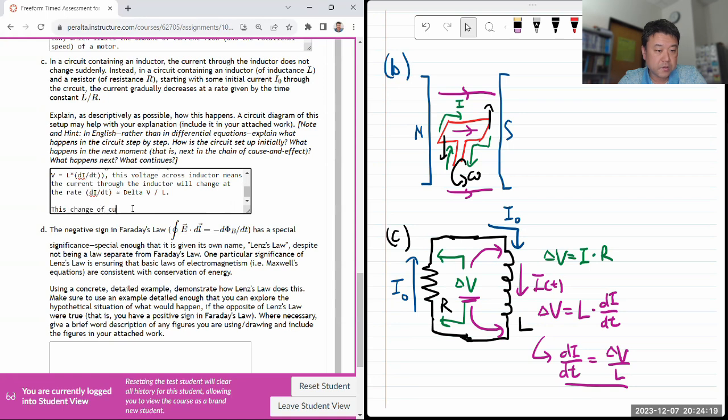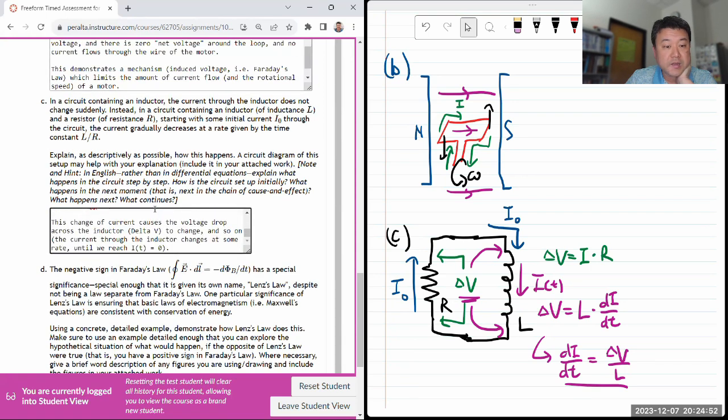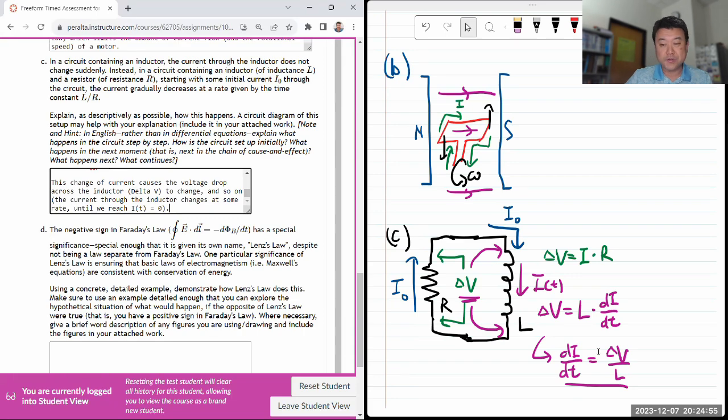This change of current causes the voltage drop across the inductor, delta V, to change, and so on. The current through the inductor changes at some rate until we reach I of t equal to 0. I think that kind of explains it. There's a step-by-step explanation, and I haven't written down any differential equation other than this basic definitional thing.